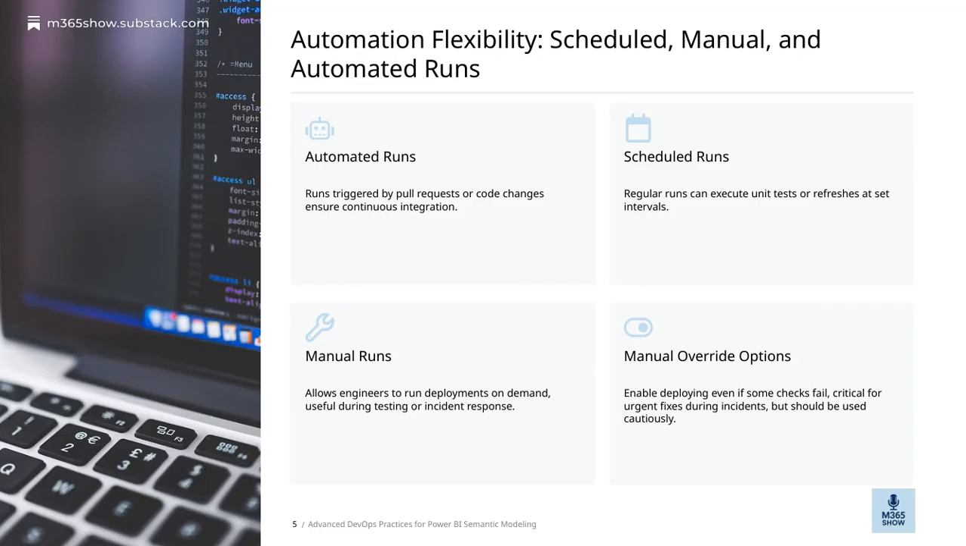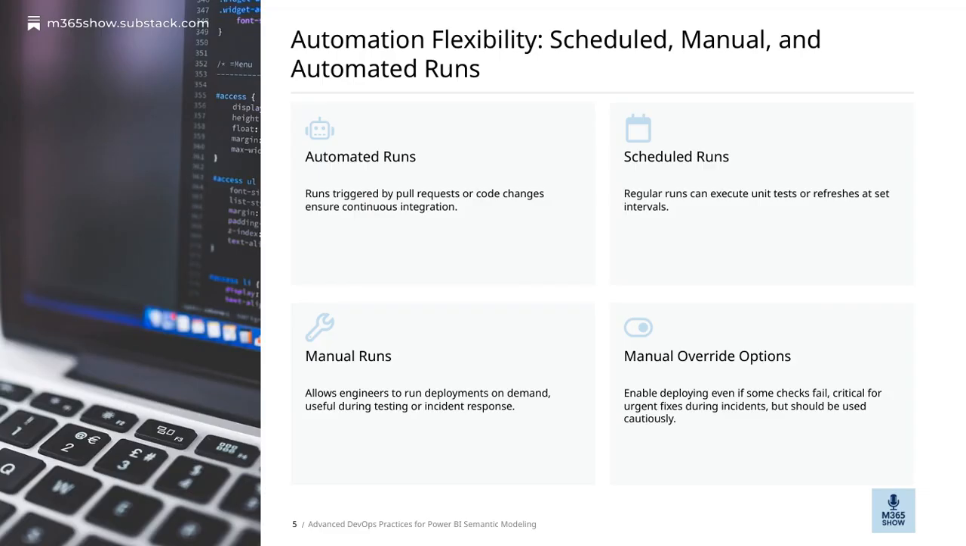First, there's the option to enable deploying even if some checks fail. This might sound risky, but it can be critical during urgent fixes or incidents when we need to push out updates quickly. Of course, this should be used cautiously, since bypassing checks can introduce risks, but sometimes it's necessary to maintain business continuity.